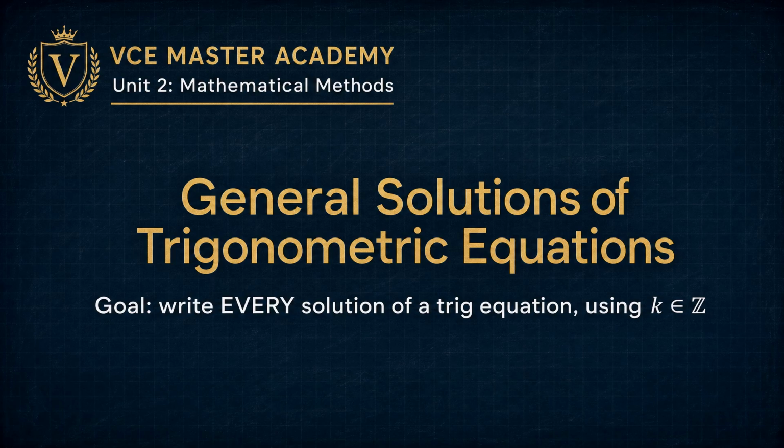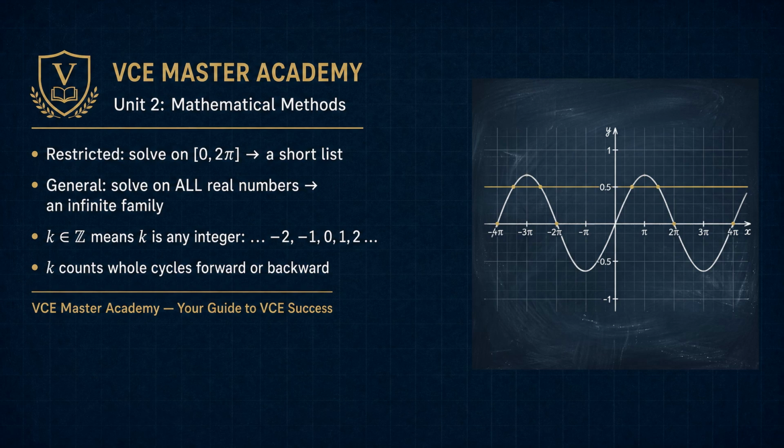Today we solve trig equations for every real number, not just between 0 and 2 pi, all of them, forever, in both directions. That sounds like a lot of answers. It is, but one small letter captures them all, the letter K. By the end of this video, K will feel like a friend. Let us begin. First, the big idea.